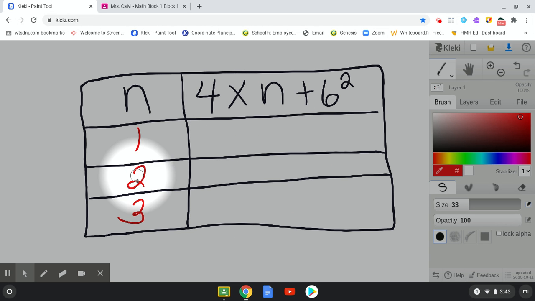Okay, so here I have an algebraic expression that is a little bit more difficult. They gave us our values for our variable n. What we're going to do is plug in each of these values into n, and then basically what we have is an order of operations problem. So let's do the first one together.